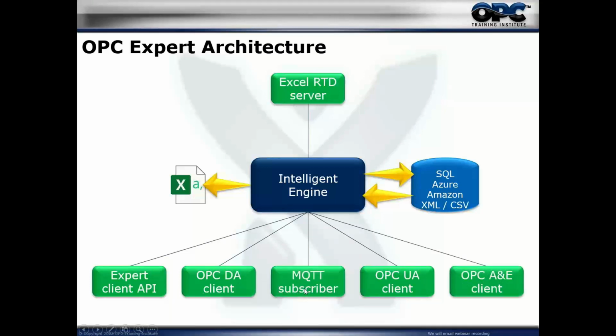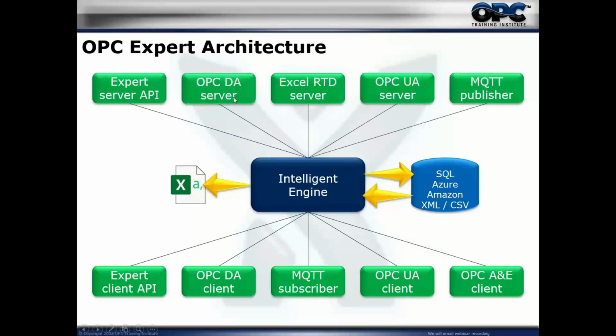I'm just going to point out these MQTT subscribers. You can see you can get data inside it with MQTT, which is what we talked about in the previous webinar. And to get the data out, of course, there's a DA server in there, there's a UA server, but there's also an MQTT publisher and also an MQTT broker. So all of this is right inside OPC Expert. Keep in mind, you can subscribe to MQTT and then bring it out to the RTD. So you can get MQTT to Excel quite easily.